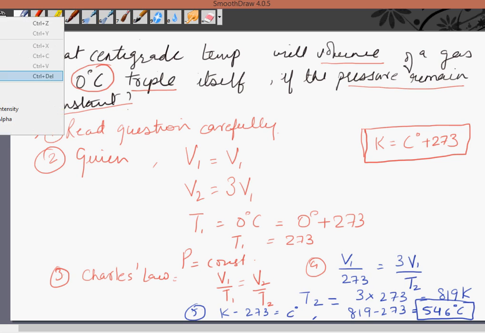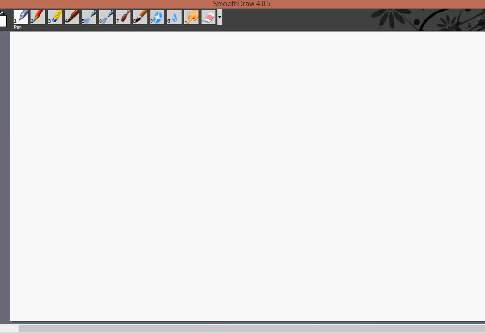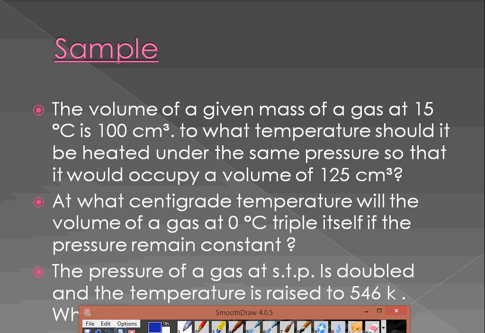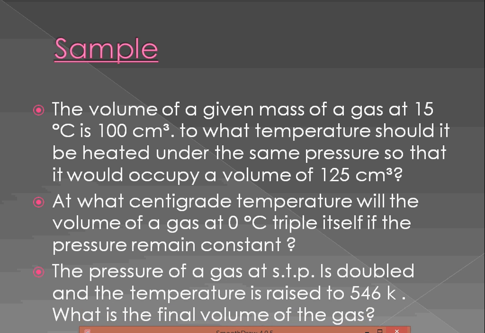So let's take the third sample question. The third question says the pressure of a gas at STP is doubled and the temperature is raised to 546 Kelvin. What is the final volume of the gas? So here it is definitely a question with hidden values.